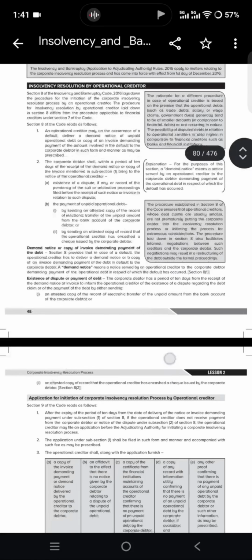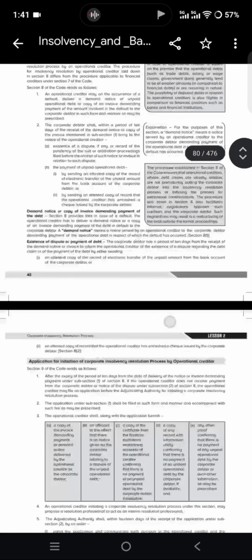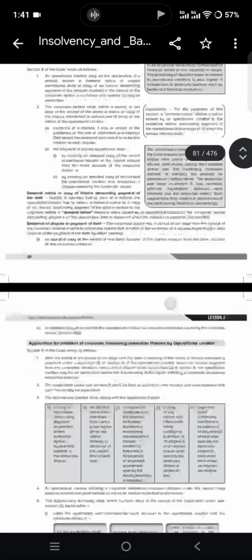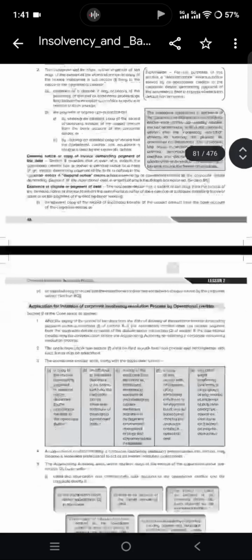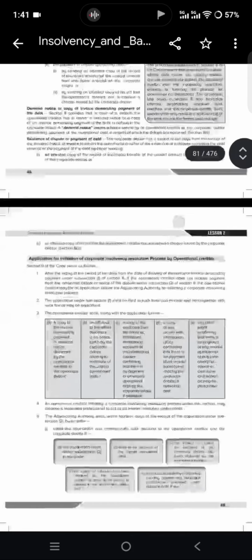Second, by sending an attested copy of the record that the operational creditor has encashed a check issued by the corporate debtor. So the corporate debtor has issued the check and they have encashed it. Check, and the first one is proof of the payment. And demand notice or copy of invoice demanding payment of the debt.